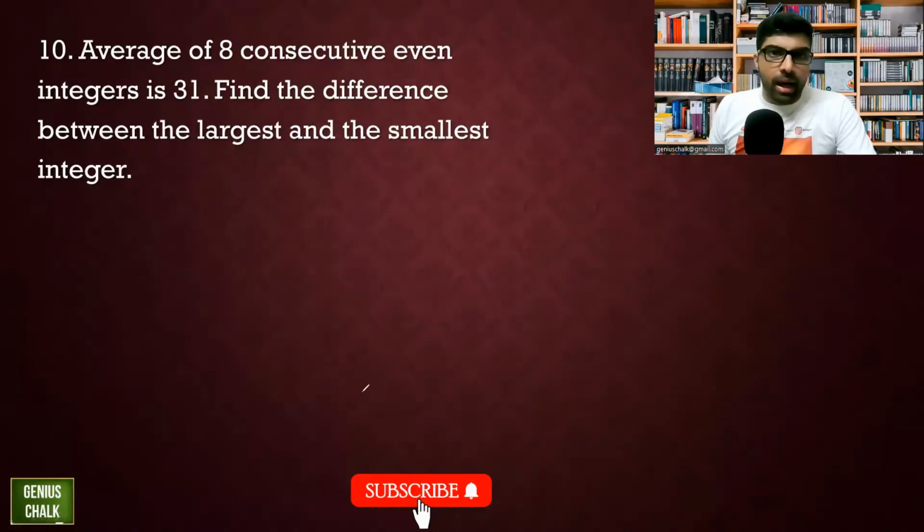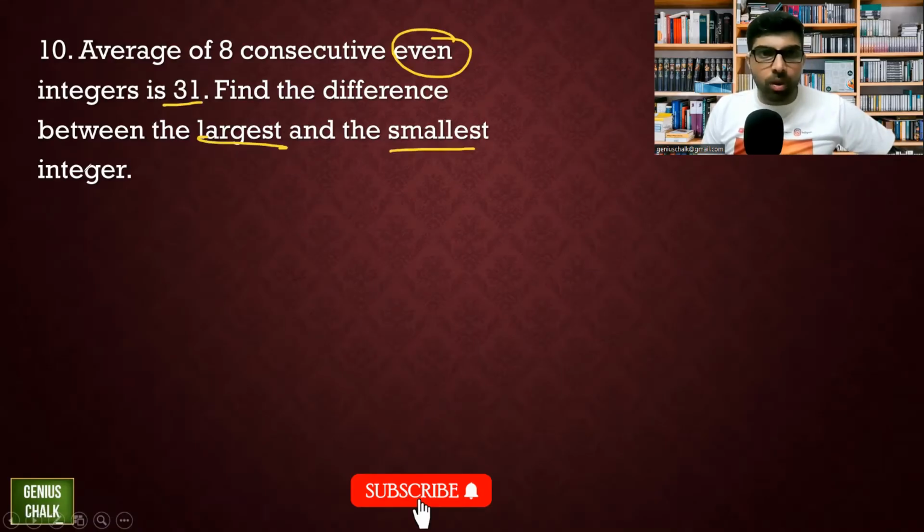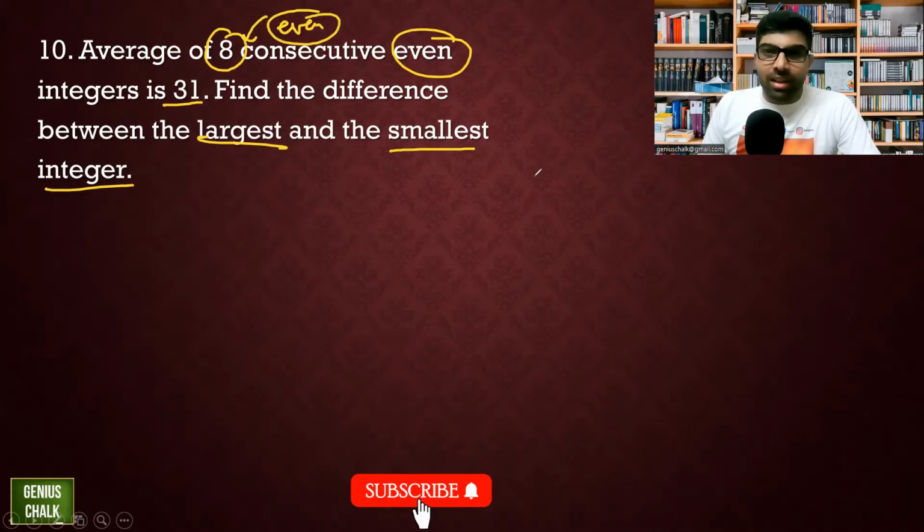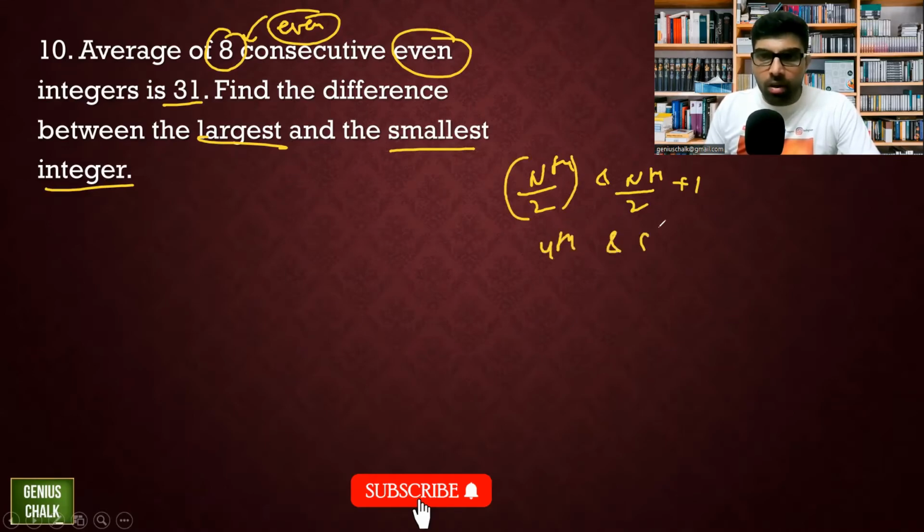Next one. The average of 8 consecutive even numbers is 31. Find the difference between the largest and the smallest integer. Fine. 8 consecutive even numbers, right? 8 is not an odd number, it's an even number. So it is N by 2. The average will be the N by 2th and N by 2th plus 1, the middle of the two, right? So 8 by 2 means the 4th observation and 5th observation, that is 4 plus 1.